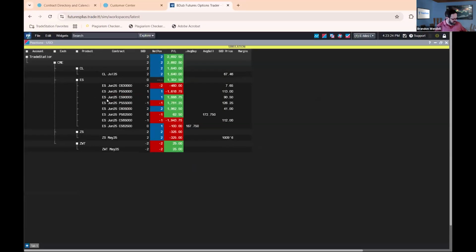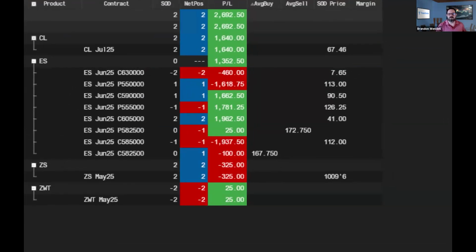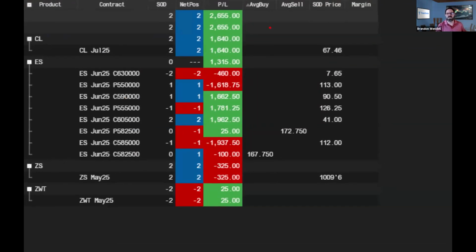Looking at this, though, from the standpoint of when I got in, you can see we have it's called SOD price being shown right here. That's the start of day price. That was basically my cost to get in. And at the time, the 5550 was sold for $126.25. Now, that's not $126. That's 126 and a quarter points.